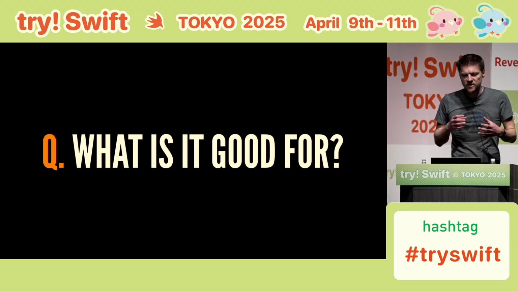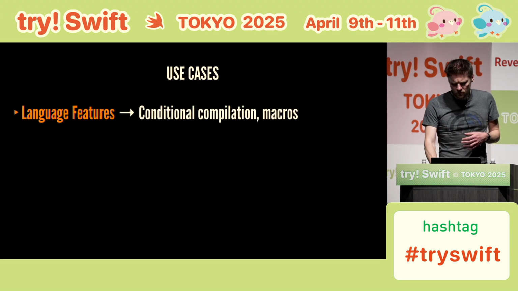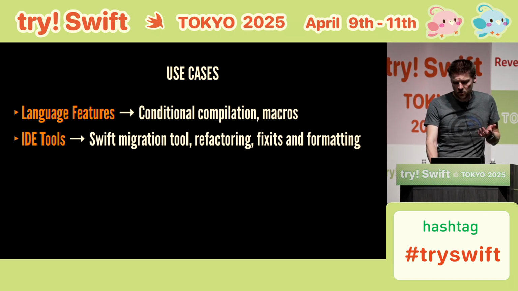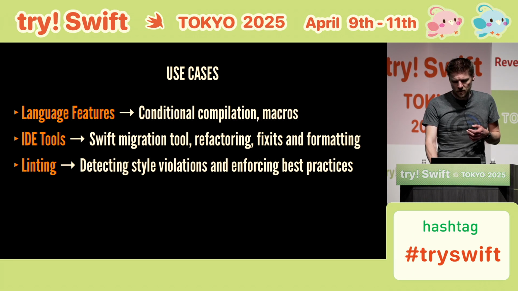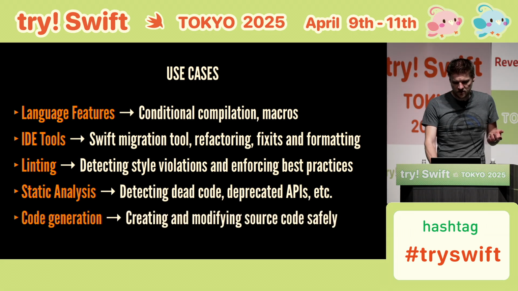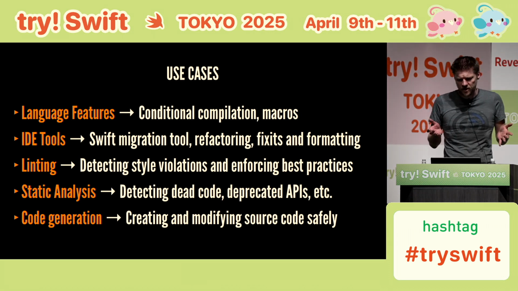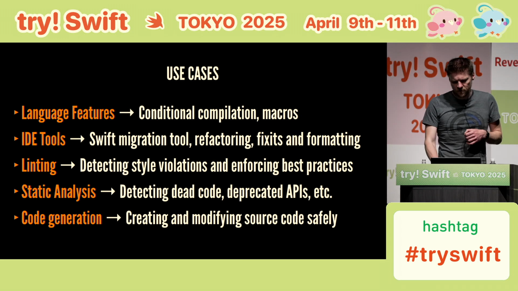Okay, but what is SwiftSyntax useful for? Well, SwiftSyntax is already used for several things within the Swift compiler itself, evaluating conditional compilation directives and Swift macros, of course. And it's also used within Xcode for the Swift migrator, refactoring tools, fix-its for errors and warnings, and for code formatting. And beyond that, there's many other useful applications, linting, static analysis, code generation, and so on. But there's many great tools for all of these things already. So what if we try something a little bit different?